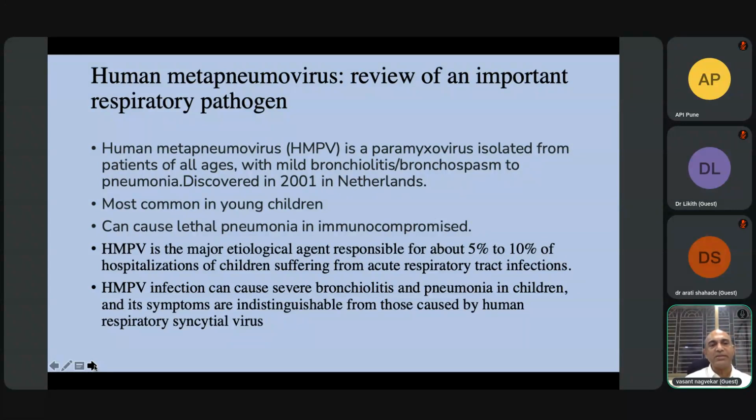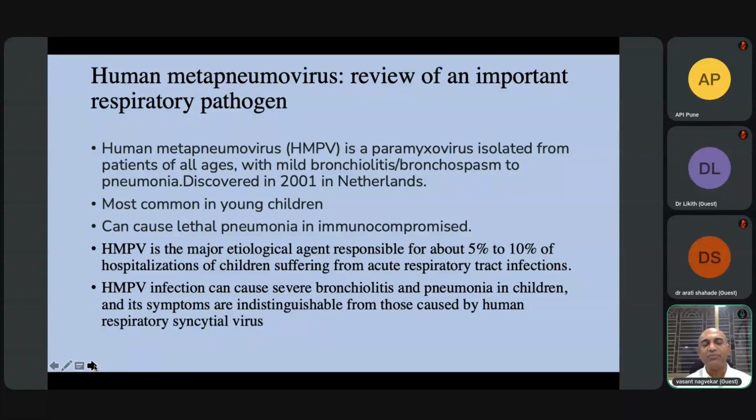It's most commonly seen in young children below 5 years of age, predominantly below 1 year of age, and more in the elderly population above 65 years of age. It can cause lethal pneumonia in the immunocompromised, especially hematopoietic stem cell transplant patients. HMPV is the major etiological agent responsible for about 5 to 10% of hospitalizations of children suffering from acute respiratory tract infections. Human metapneumovirus infection can cause severe bronchiolitis and pneumonia in children, and its symptoms are indistinguishable from those caused by human respiratory syncytial virus or influenza A.